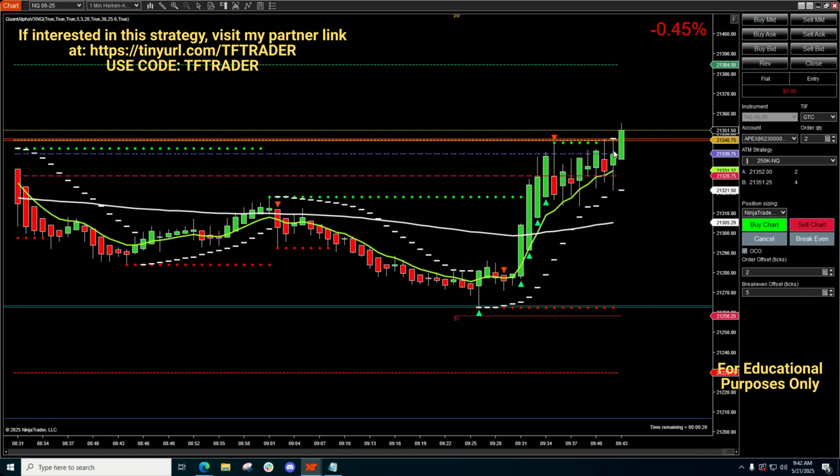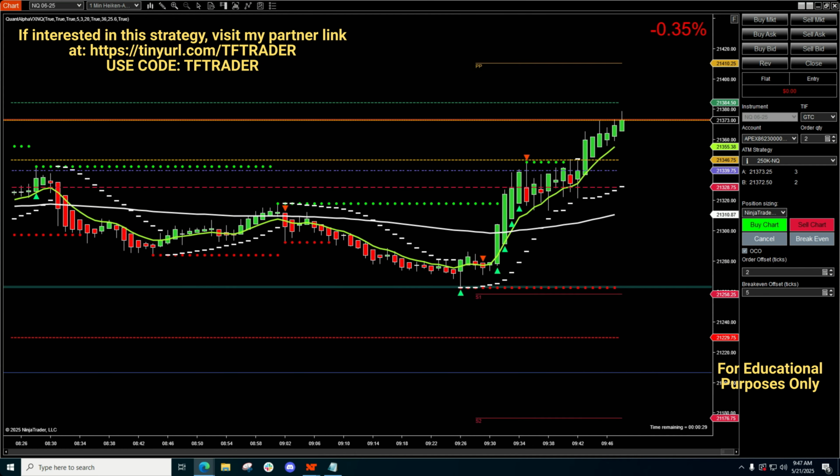Again, not a lot of high volume bars, so no setup at this moment. Okay, checking it again. Still no trade. So now we're hitting this area of resistance here, and then we have a pivot point here. We do have news in 10 minutes. We just don't have any valid setups at this moment.